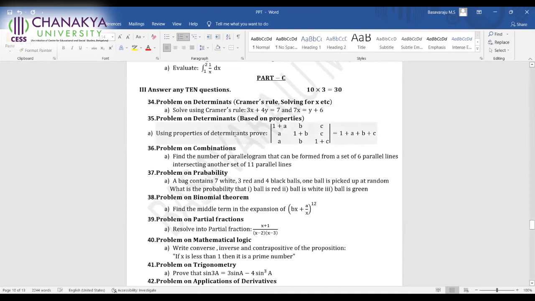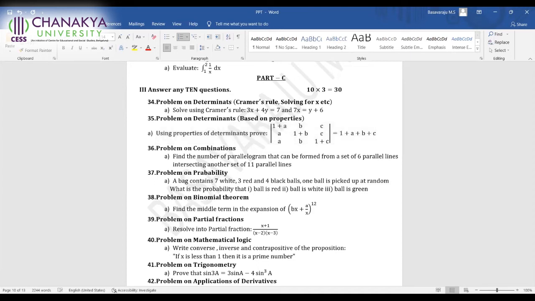Yeah. So the 25th one, again, is the proving problem, which is based on the properties of determinants. Again, you will have 6 to 7 properties. Based on that, you will have problems. That is called a proving problem. Then it is from the combinations chapter. So the 3 marker from the combinations chapter.